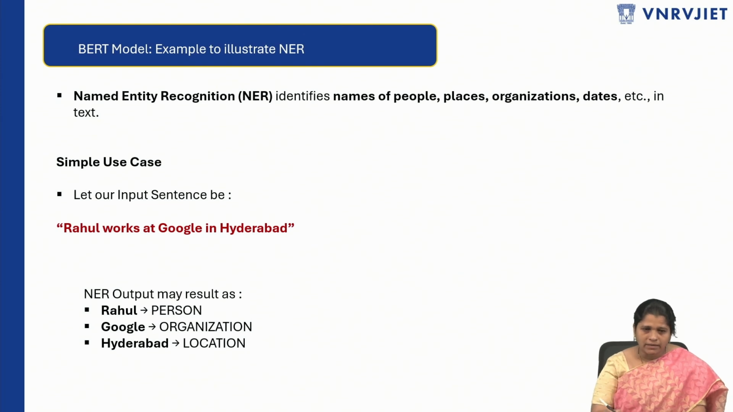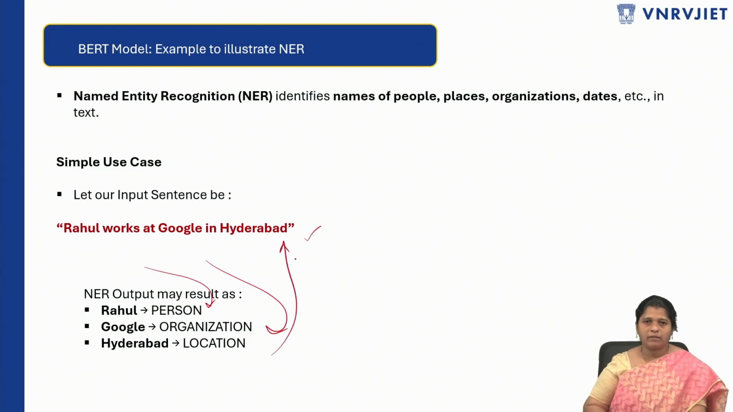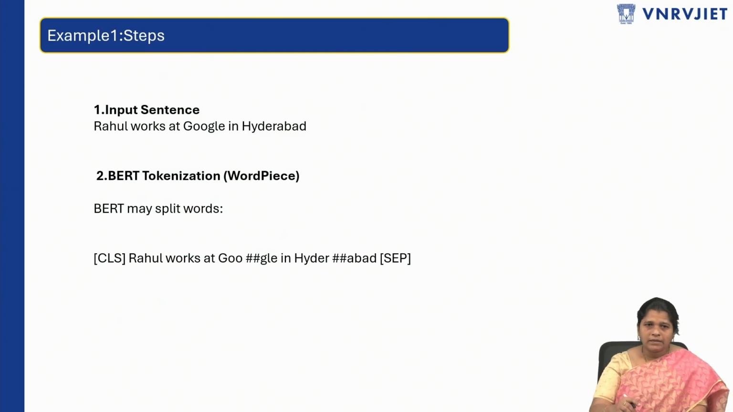Yes, named entity recognition. I have a sentence: Rahul works at Google in Hyderabad. In NER, we are supposed to illustrate the output where Rahul is a person, works is a verb, and he works at Google, which is an organization, and that company is in Hyderabad. So, for this input sentence, this is how the BERT tokenization splits it into words.